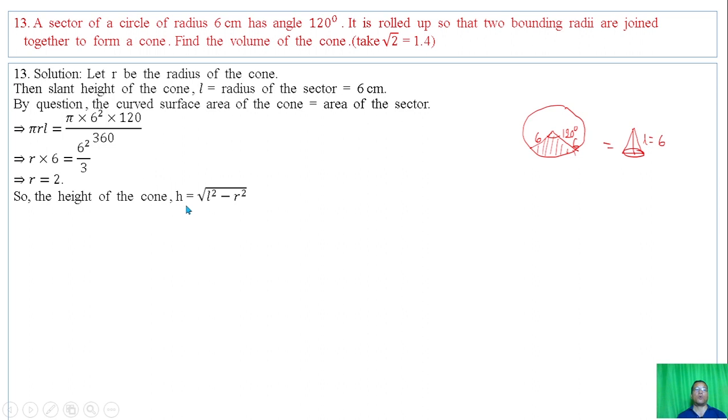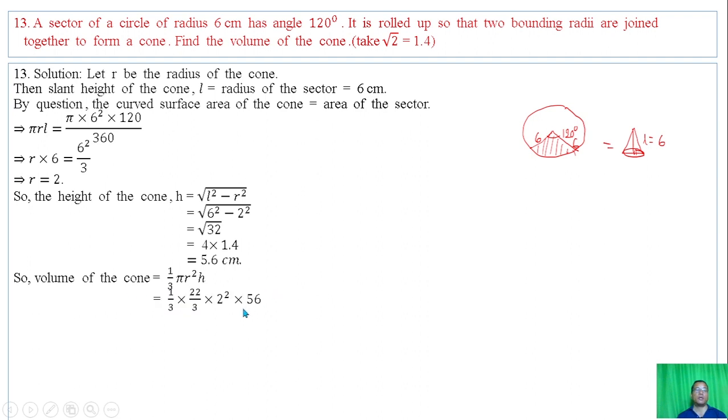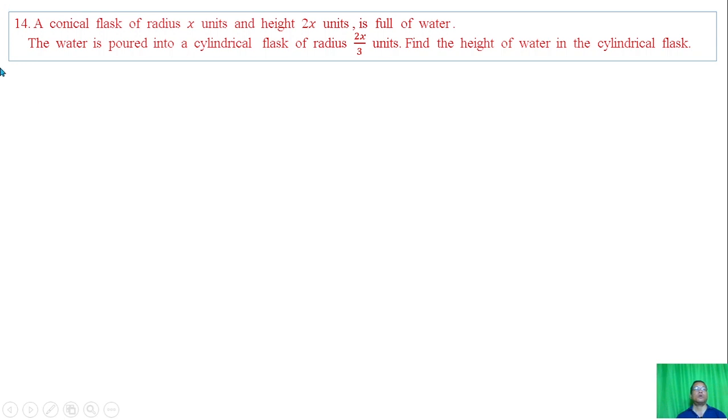So the height of the cone, by the Pythagoras theorem, h is equal to root over l square minus r square. Giving respective values and solving, we get h is 5.6 centimeter. So the volume of the cone is 1 by 3 pi r square h. Putting the respective values and solving, the value comes to 23.47 centimeter cube.